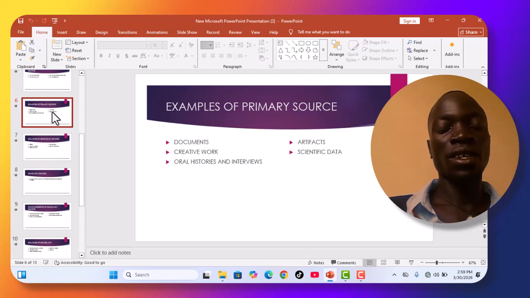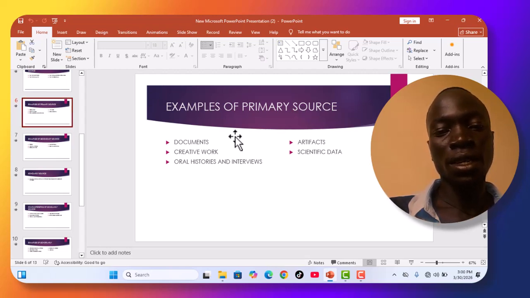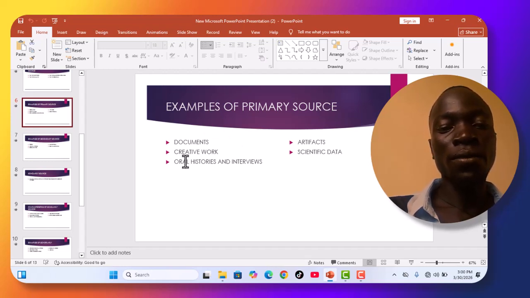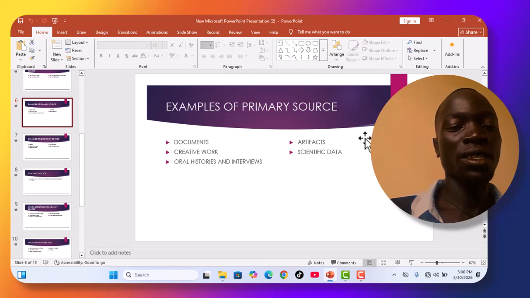Yes, they are over here. The examples of primary source, it's here. Let me start with the primary source. We have the documents, we have the creative work, the oral histories and interviews, then scientific data, the artifacts. So these are the primary sources: the documents, creative work, oral histories, artifacts, and scientific data.